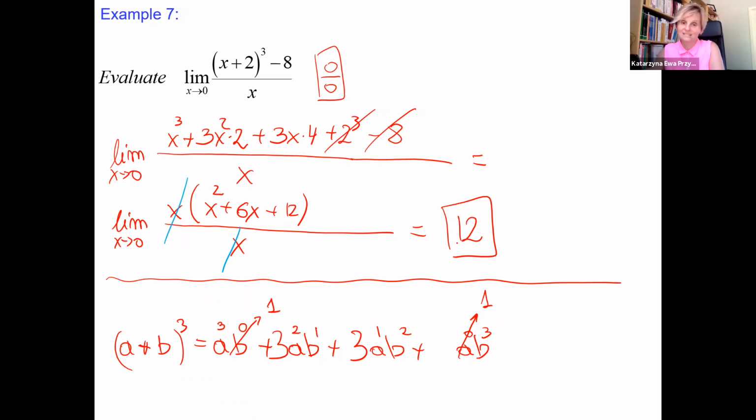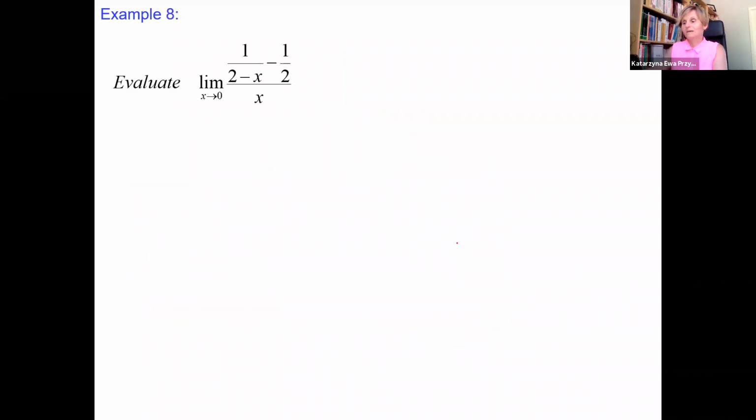Okay. The function doesn't have a value at 0, but on the left and the right hand side, the function will approach the height 12. Example number 8.